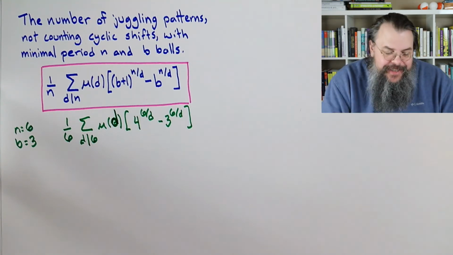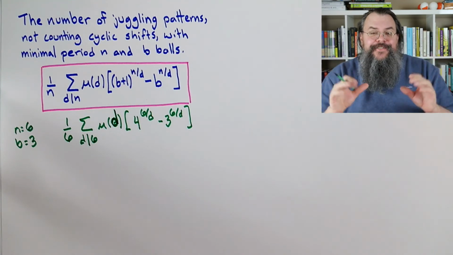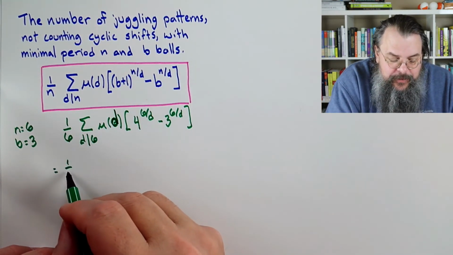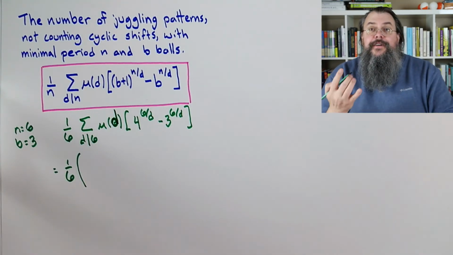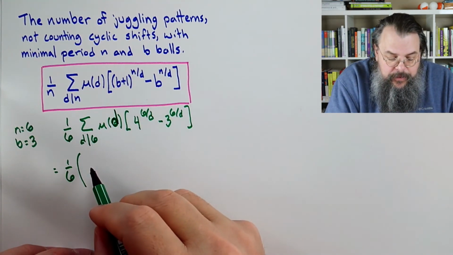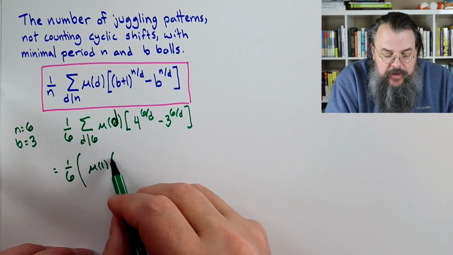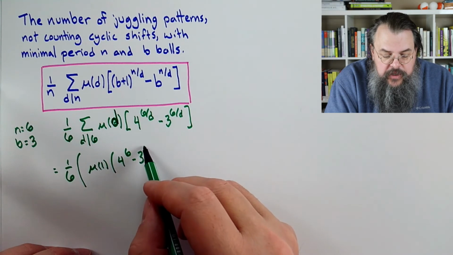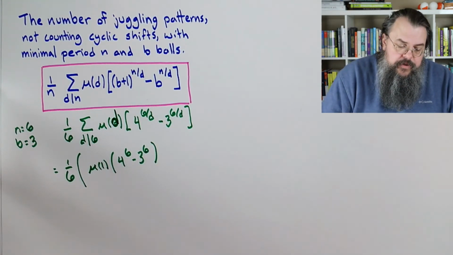We got to keep going. Well, maybe we don't have to, but we should for science, right? All right, so what does this become? 1/6. Okay, so what are the divisors of 6? Well, 1, 2, 3, 6. So let's start with 1. So we would have the Mobius function at 1, and that would be 4 to the 6 minus 3 to the 6. Okay, so this here, just keeping track.